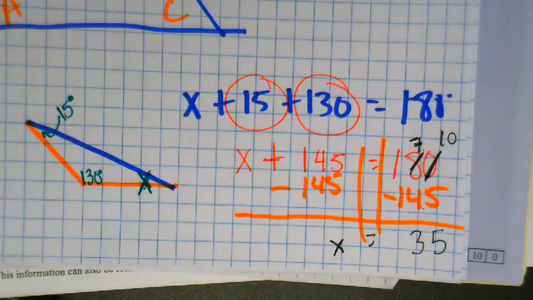When I add 15 plus 130 plus 35, what should I get? 180. And that's it. It's that easy. I wish, oh my God, with all my heart, I'd be like, all right, here's your classwork. I'm done.